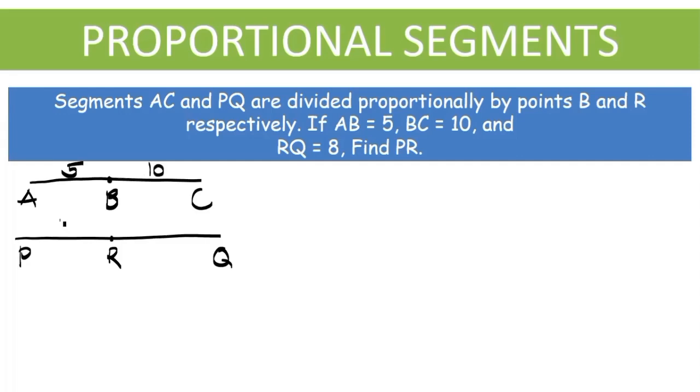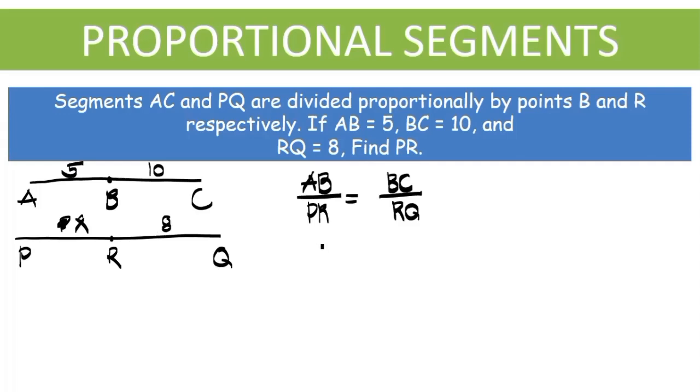RQ is 8, and we have to find the length of PR. Since we do not know the length of PR, let me represent it as X. Since we know how to represent proportional segments now, we can say that AB is to PR equals BC is to RQ. Okay? Now let's substitute the given.